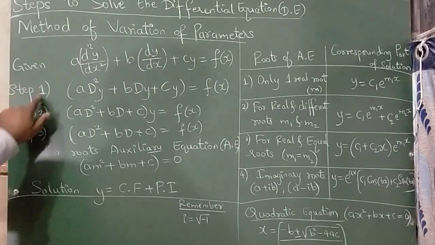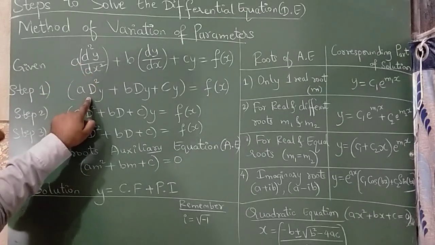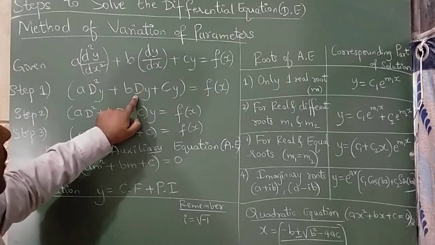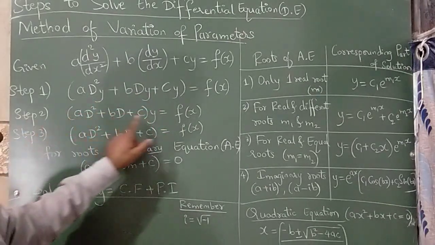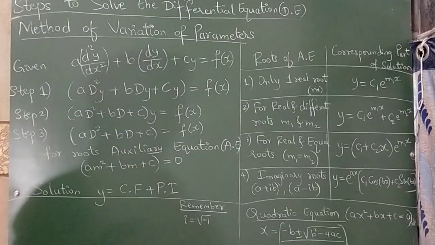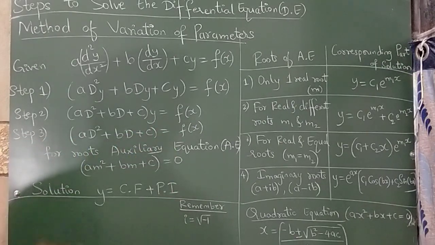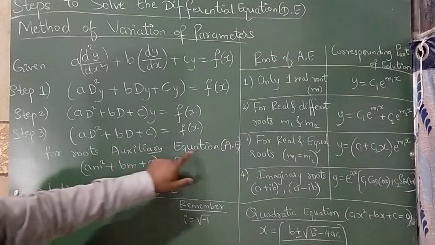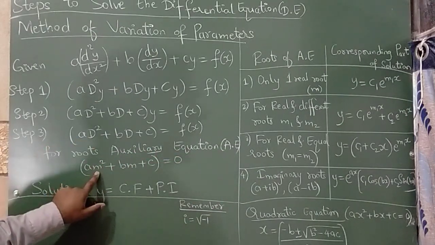Now the first step is, instead of d square y upon dx square, you need to write capital D square. Here, for dy by dx you have to write D. Fine. Now in the second step you have to take y as common. So in the third step you have to remove this y. Okay, fine. For the roots of the auxiliary equation, in place of D you need to write m.